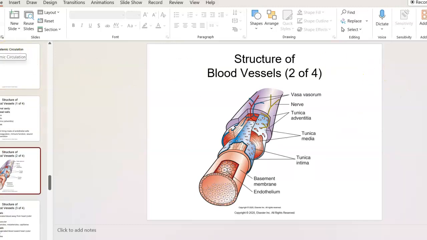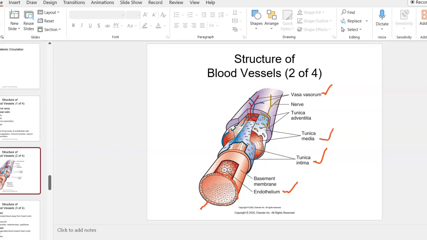Here's the structures. Tunica just means layer. Here's the vasa vasorum. You can see those blood vessels going out to the blood vessel itself. Tunica intima is going to be the innermost layer, and lining that innermost layer is the endothelium. And you can see it's just one layer of cells. So each one of the round dots represents a nucleus inside of a cell.